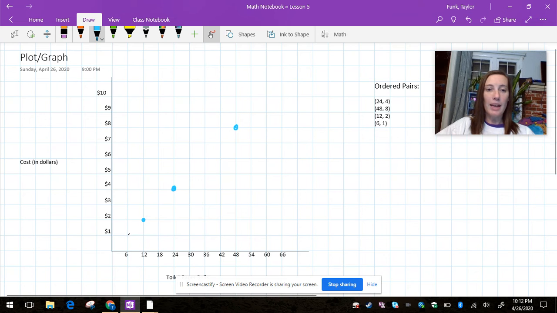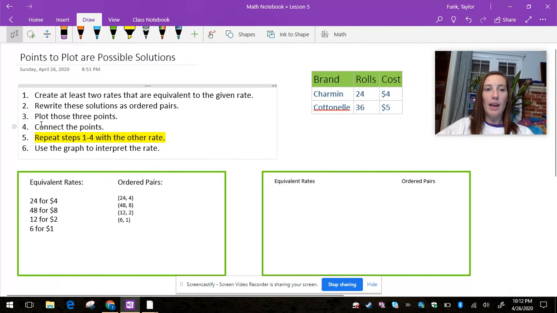And the last point I came up with is 6, 1. Sounds like a height. Okay, so I've now done step 3, and now I'm on to step 4, which is connect the points.